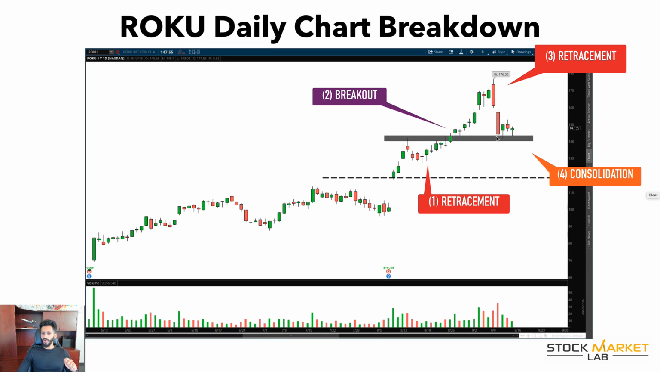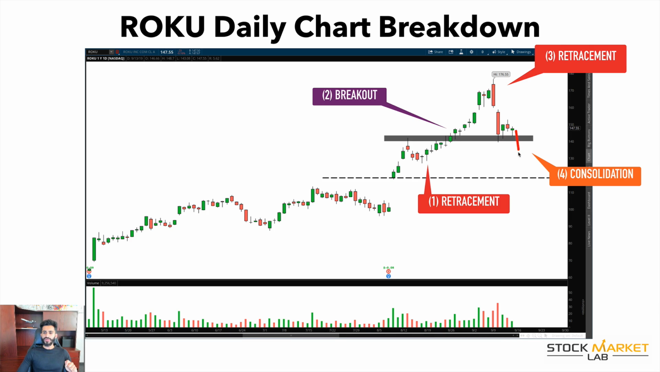Now, if Roku can hold this level and buyers step in and there's volume, good. That was a strong retracement. But if Roku cannot hold this level, and let's say the next day comes and it pushes below that 140 mark, you see volume pick up, that now is a sell-off. That now is a reversal. That is not a retracement. Retracement is out of the window. As of right now, it's a retracement.